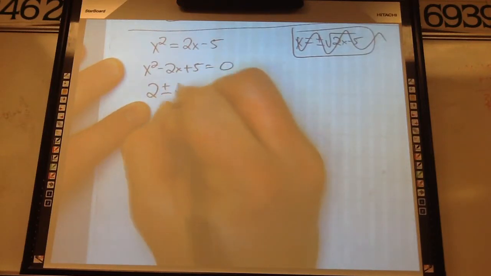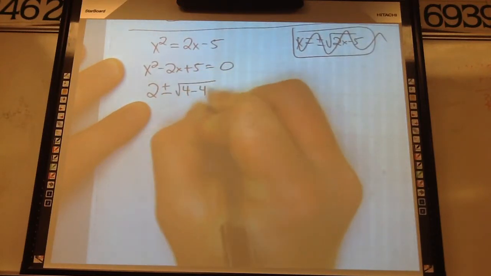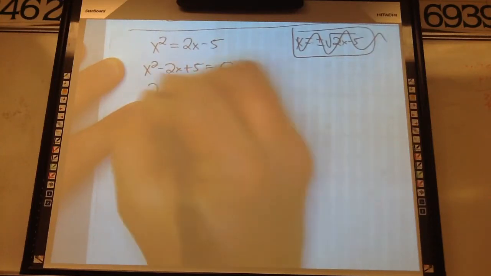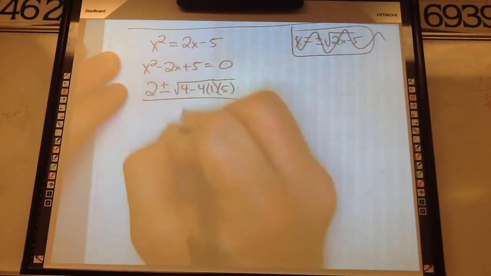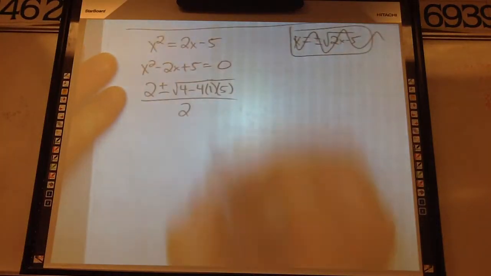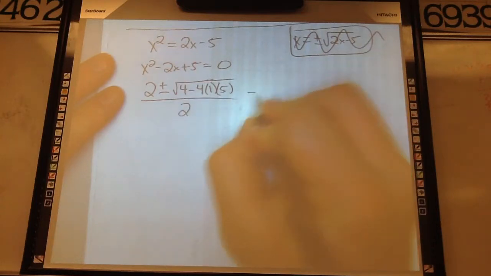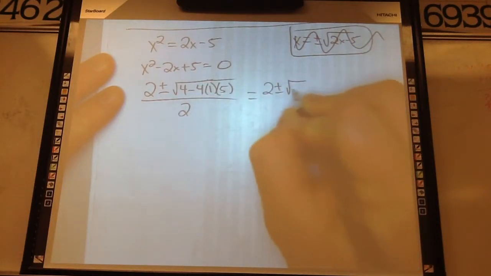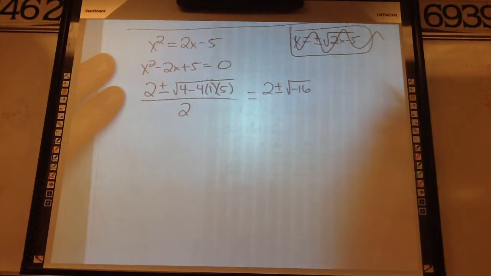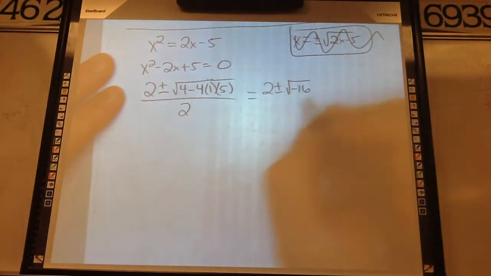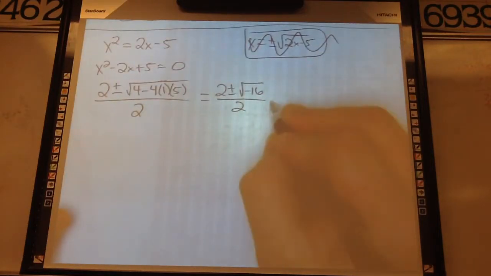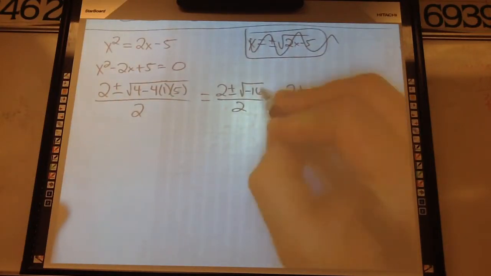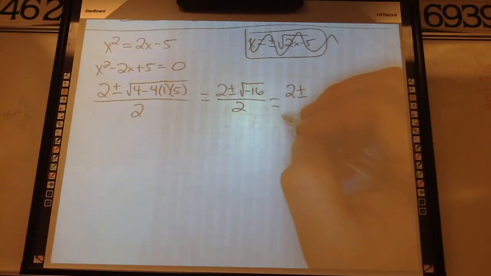2 plus or minus the square root of b squared minus 4 times a, which is just 1, because there's 1 there. C, which is positive 5, over 2 times a, so just 2. 4 times 5 is 20. 4 minus 20 is negative 16. Oh, no, this is 2a. Over 2. The square root of negative 16 is 4i. Remember, any negative under a square root, do it like you normally would if it was positive, and put an i at the end.